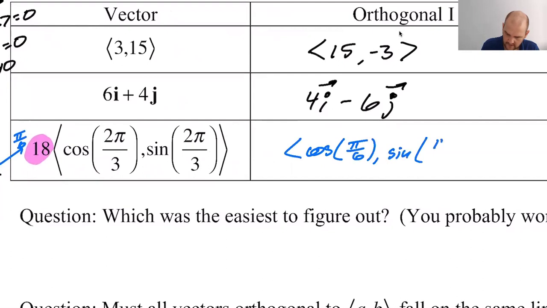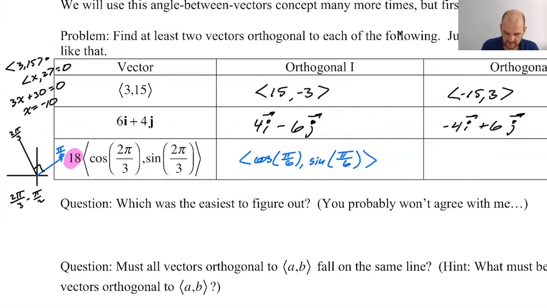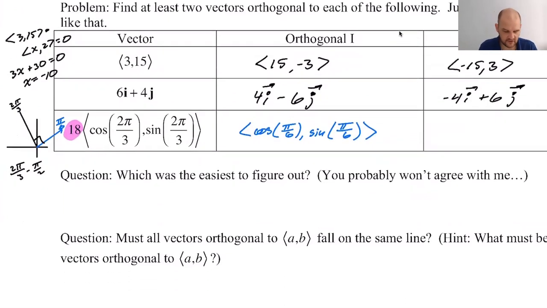Like, why wouldn't I? As long as the angle between the vectors is pi over 2, and 2 pi over 3 minus pi over 6 is pi over 2, guaranteed. I could go the other direction, right?